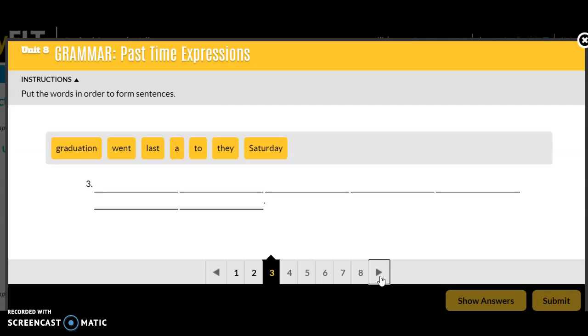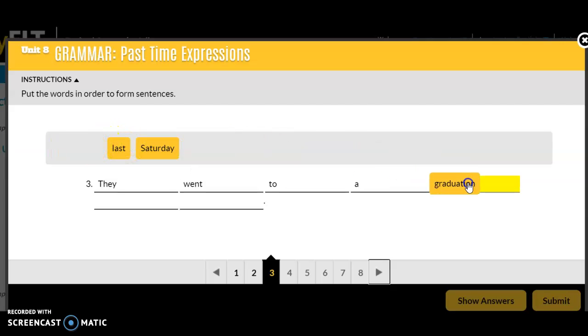Okay, I'm going to give you the answer. We start with the subject. They went to a graduation, and then I'm going to put my time expression last Saturday. Again, I could also say last Saturday they went to a graduation.